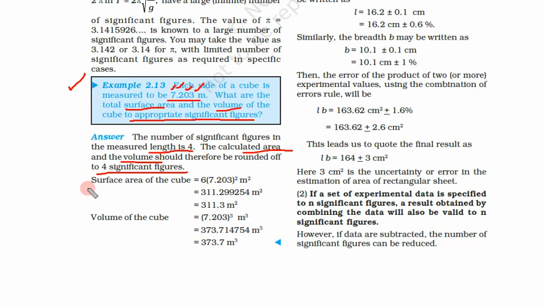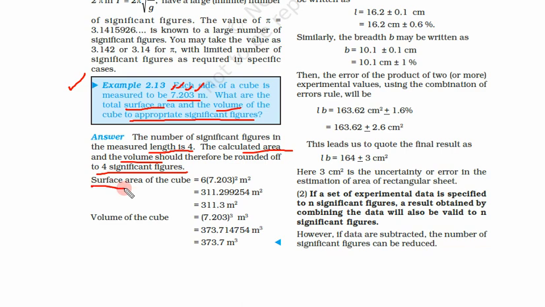So even though you calculate the surface area and volume correctly, if you don't do the rounding off correctly, then you will get 0 marks for this problem, because the question is not about calculating. Calculation you can do, as you have learned in earlier classes, but you have to round off to appropriate digits.